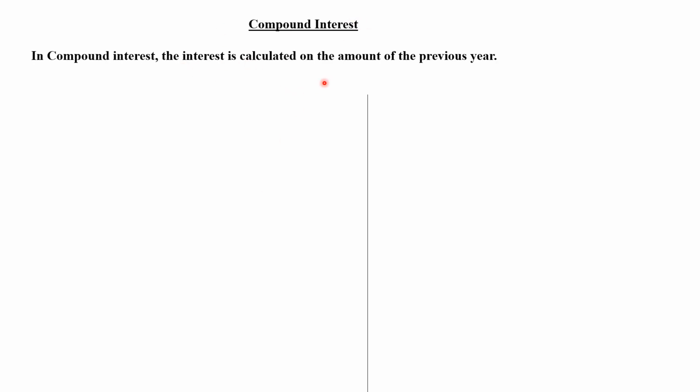Now we will study about compound interest. In compound interest, the interest is calculated on the amount of the previous year. Now, what is the meaning of this? We will understand this by taking one example.